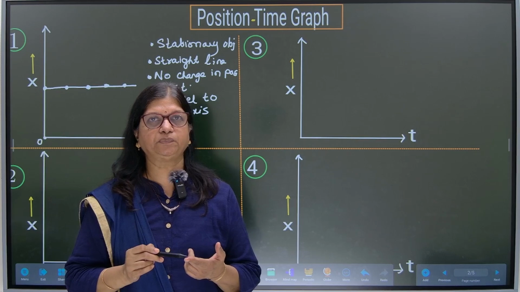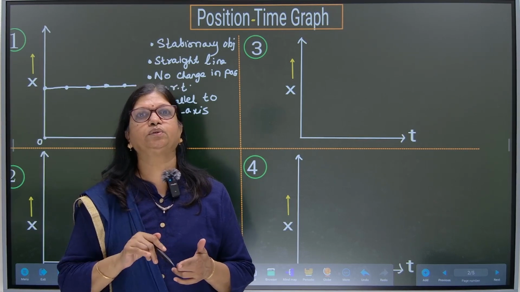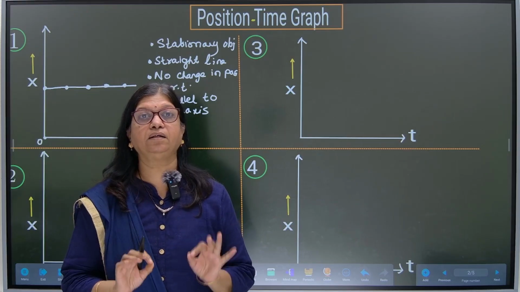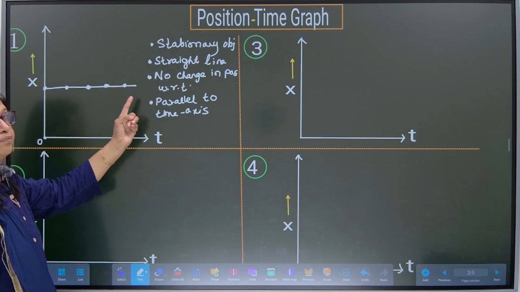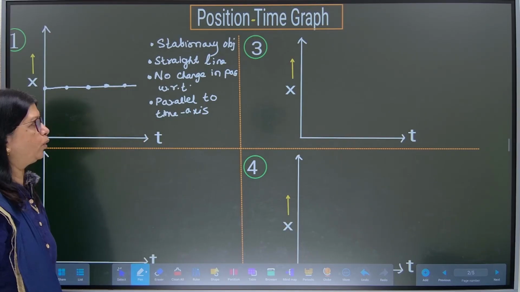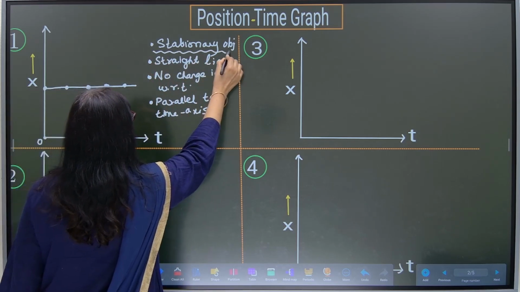Let the time axis be the y-axis and the position be the x-axis. Then also the graph is always a straight line parallel to the time axis, just as this. This is the graph parallel to the time axis. This is the time axis. Fine? Okay. So we have talked about a stationary object.